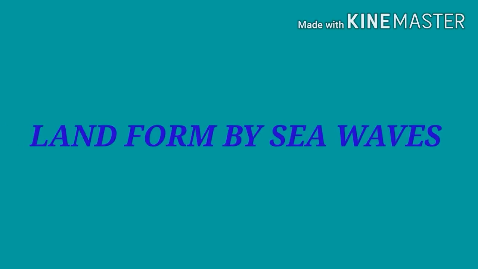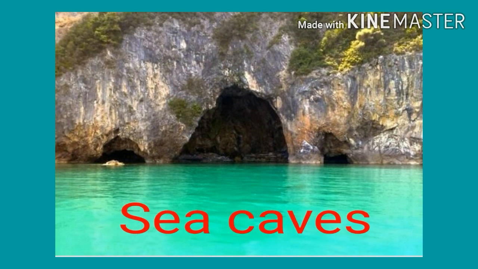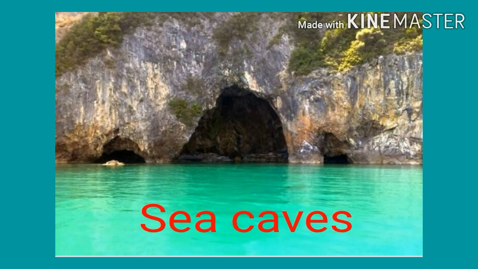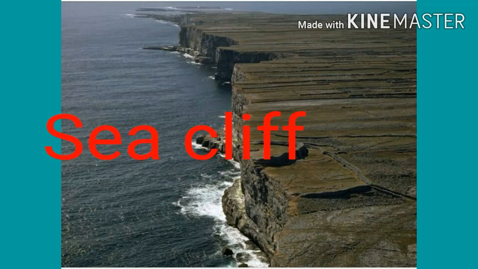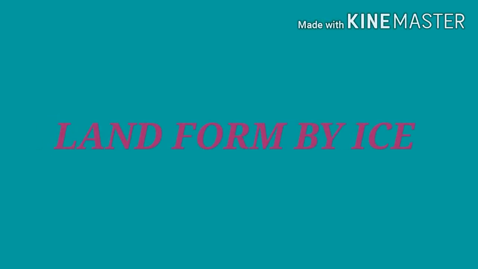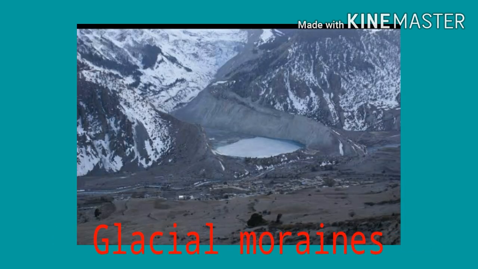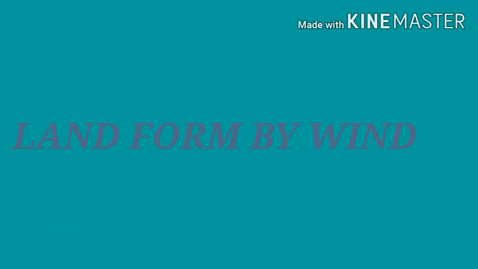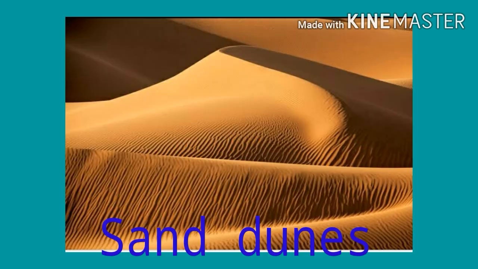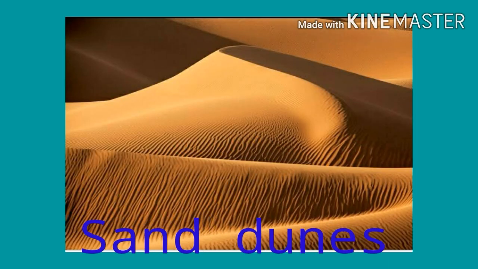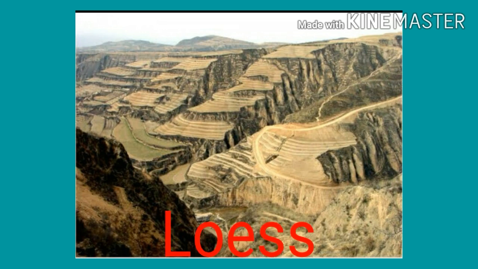Now repeat again. Landforms by sea waves: sea caves, sea arches, and sea cliff. Landforms by ice: glacial moraines. Landforms by wind: mushroom rocks, sand dunes, and loess.